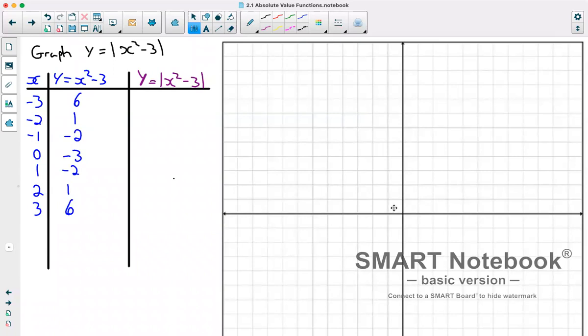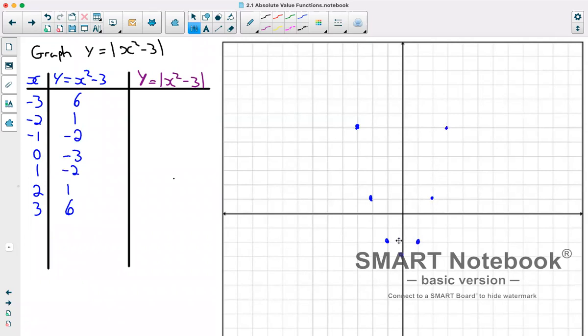So we'll plot these. So at -3, we're at +6. -2, we're at 1. -1, we're at -2. 0, we're at -3. 1, we're at -2. 2, we are at 1. 3, we are at 6.